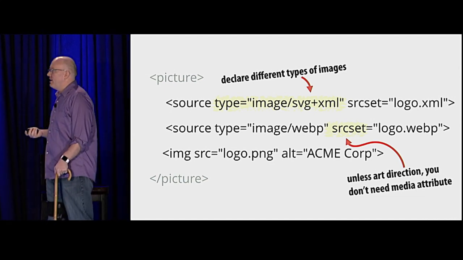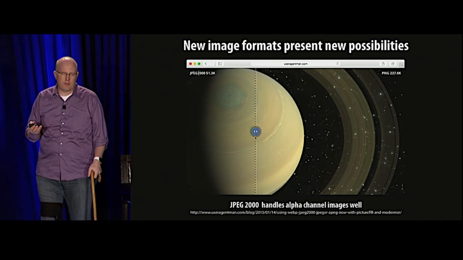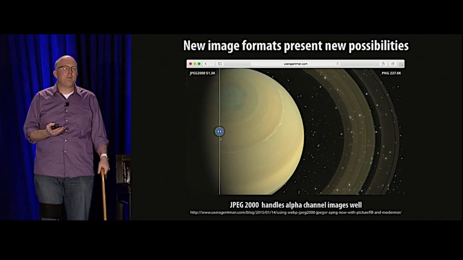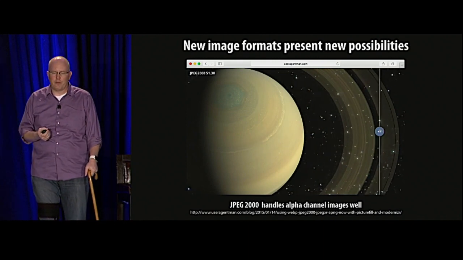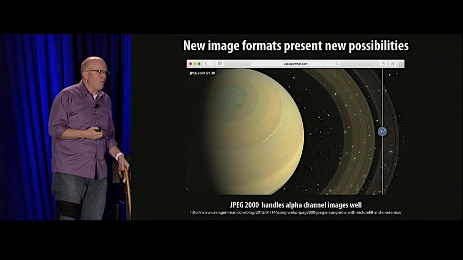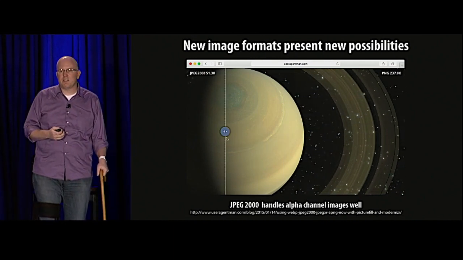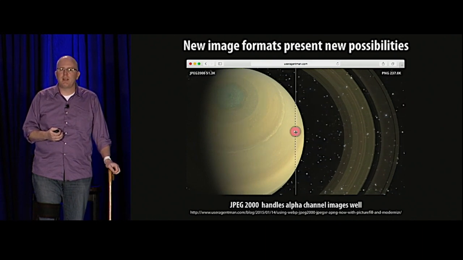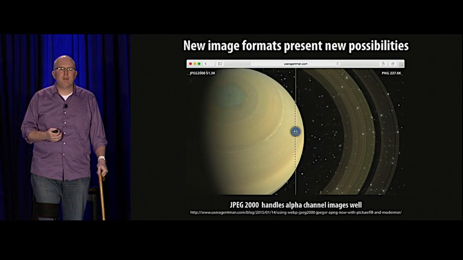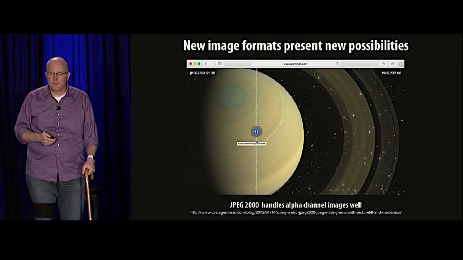The most exciting thing for me has actually been taking a new look at JPEG 2000. JPEG 2000 happens to be really, really good at handling alpha transparencies, alpha channels. So in this example, we've got the same image. On the left, it's a JPEG 2000 image. It's 51K. And on the right, it's a PNG that's 237K. You can't tell the difference between them. But the JPEG 2000 image is much, much smaller.